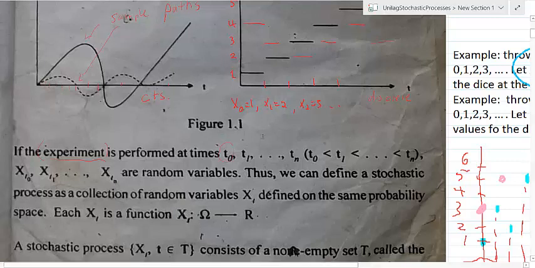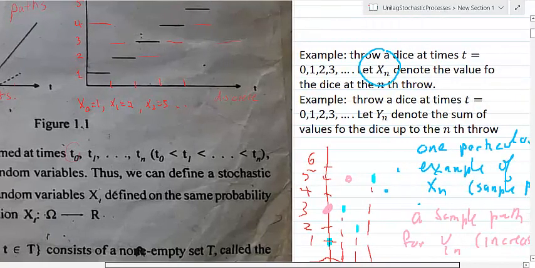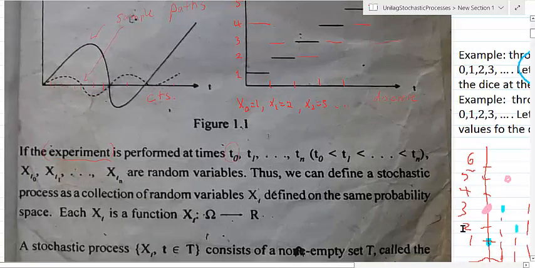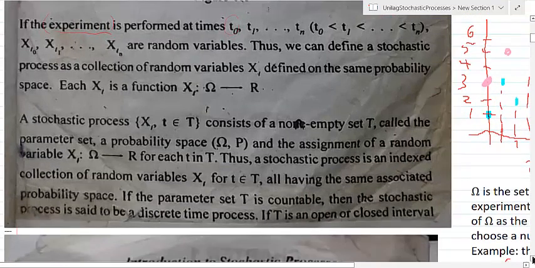I also gave 2 examples of possible stochastic processes, this x_n and y_n. You can go back and look at the previous video. We will be seeing other examples of stochastic processes. But keep in mind that a stochastic process is a sequence of random variables. Let's read this formal definition. A stochastic process is a collection of random variables x_t where small t is in big T.